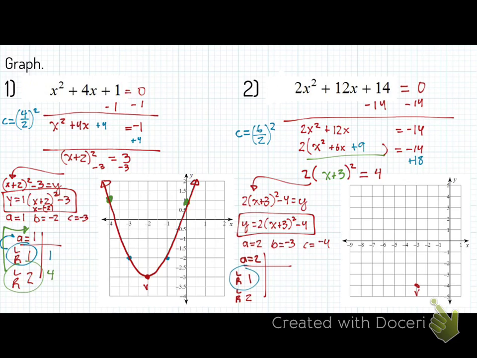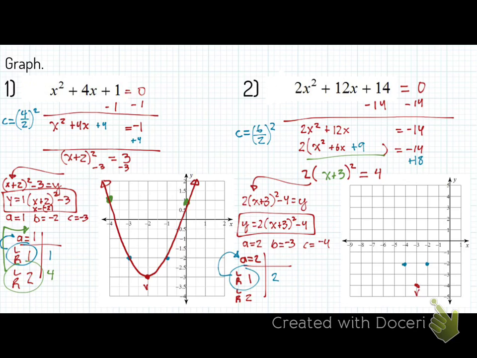Let's all square. What's 1 squared, everyone? 1. What's 1 times our A this time? 2. So we're going to put 2. So starting at our vertex, we're going to go left 1 and then go up 2. So we should have put a point here, right? From the vertex, we go right 1 and then up 2. Put a point here. Does that make sense? Back to the vertex.